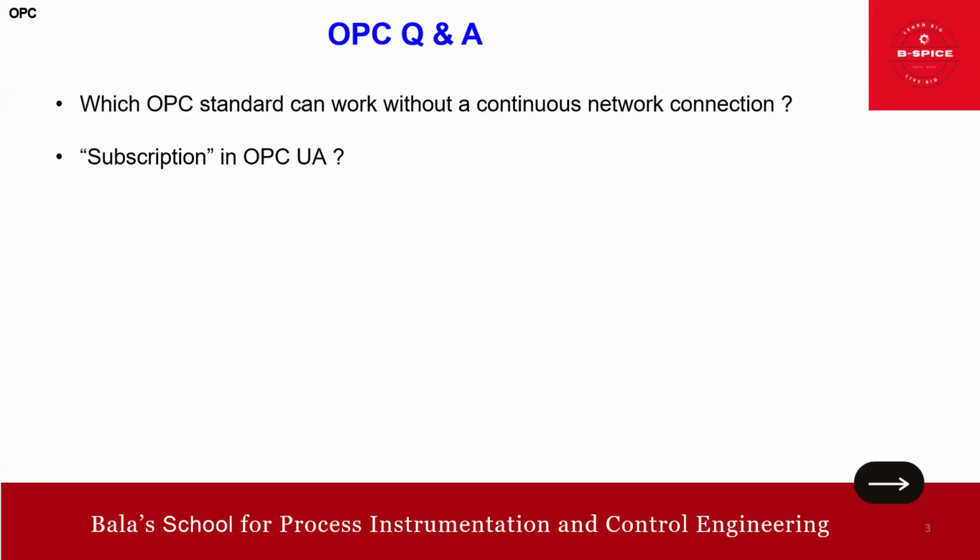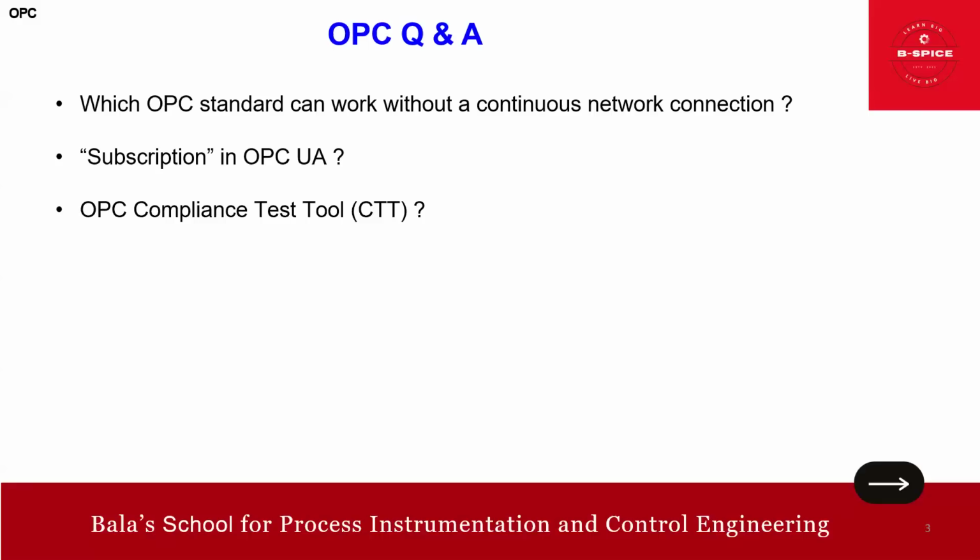Then what is the OPC Compliance Test Tool? We call it CTT, right? Basically, this is used to verify whether the product adheres to the OPC standard. It runs a series of tests to ensure that the product is compliant with the specification. That's it. Very simple.